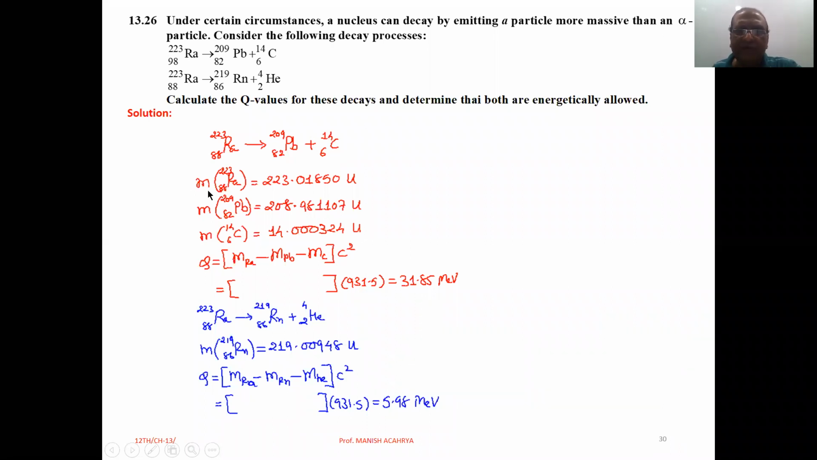88 Ra 223 gives you 82 Pb 209 plus 6C14. Now mass of 88 Ra 223 that is given to you.